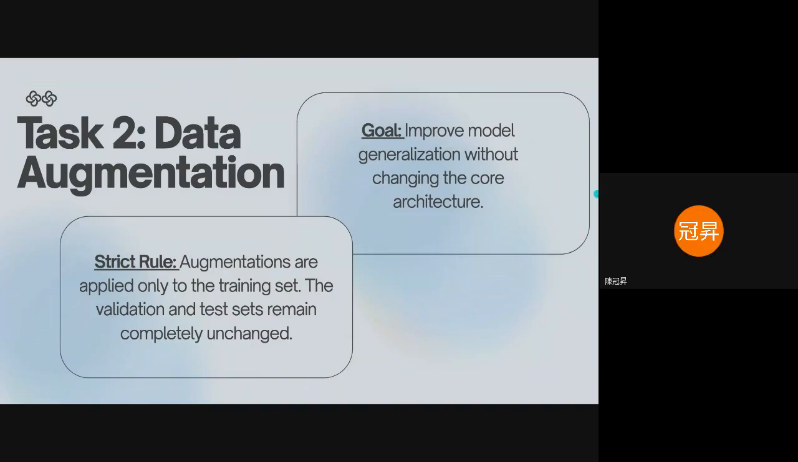So now we're going to go with task 2, the data augmentation. Where we look at the data augmentation, the main goal here is to see if we could teach our neural network to generalize better by artificially expanding our data set. The strict rule we followed was that this filter or distortion could only be applied to our training data, leaving the validation and test set completely untouched to ensure a fair evaluation.